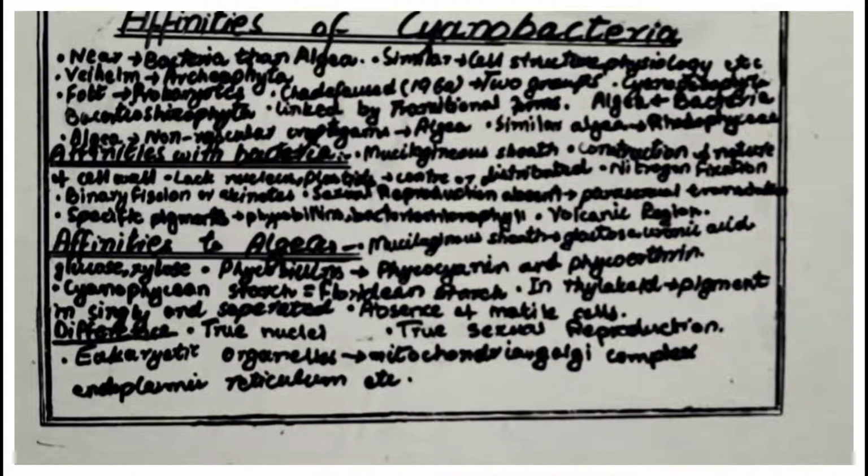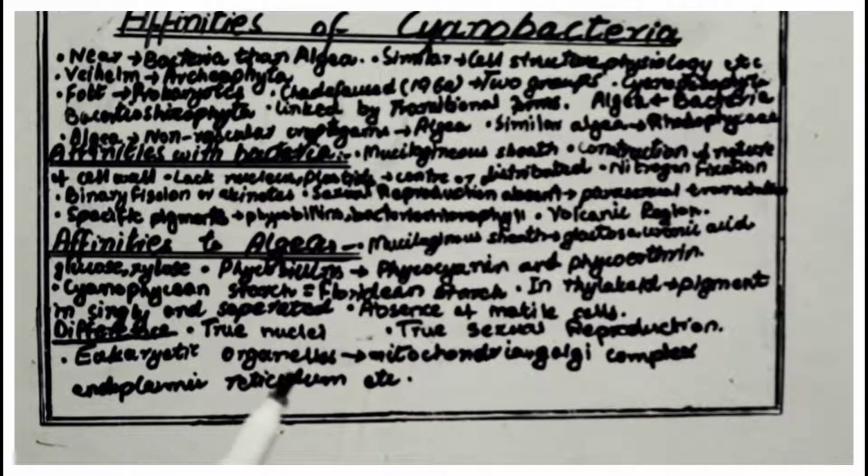Absence of the motile cells. No motile cells are present in both algae and cyanobacteria. So these are the four-five similarities or the common characteristics which the two groups have. The algae have some few differences with the blue-green algae. So let's have a look, one by one, at some of the differences between the both.